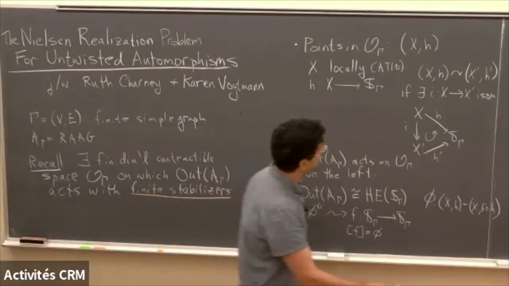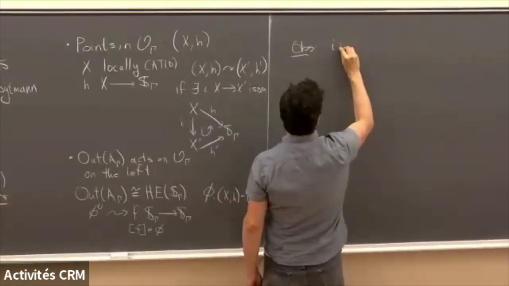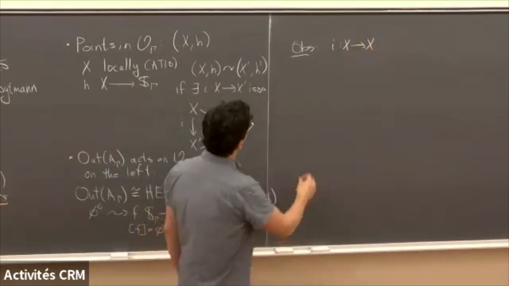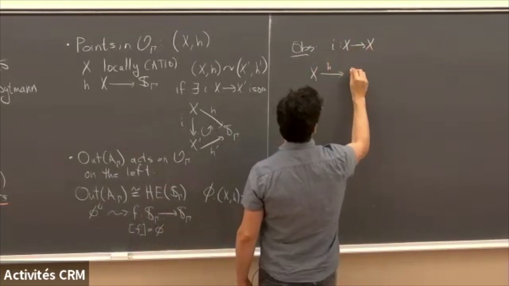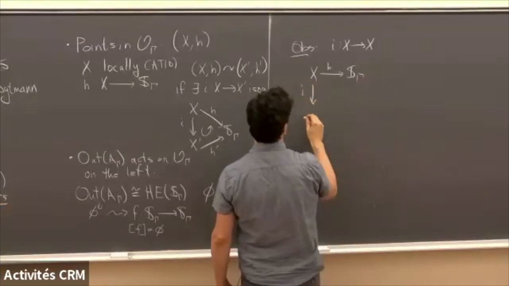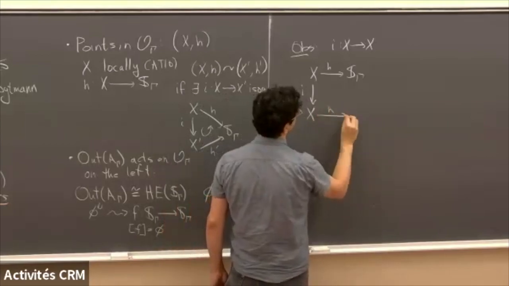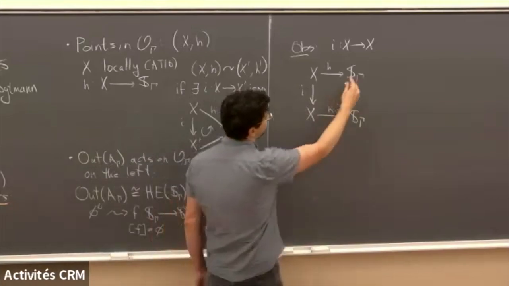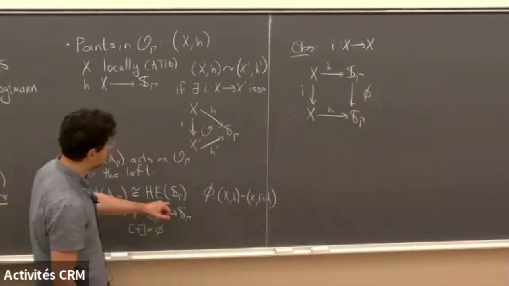And what we observe, though, is that if I just have an isometry from X to itself, I can send X to the Salvetti by a marking. I can also send X to itself by the isometry, and then I can also recompose with the marking. And now I know I can fill this in some way by some element in the outer automorphism group.